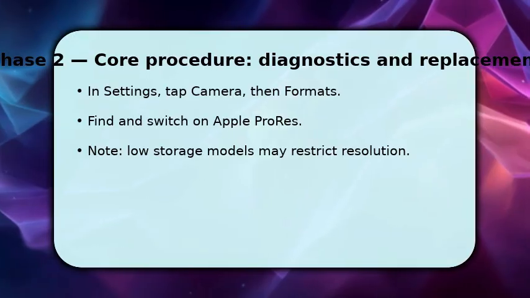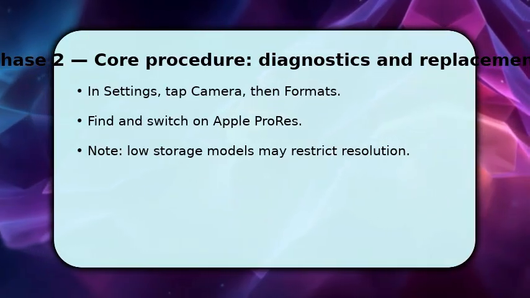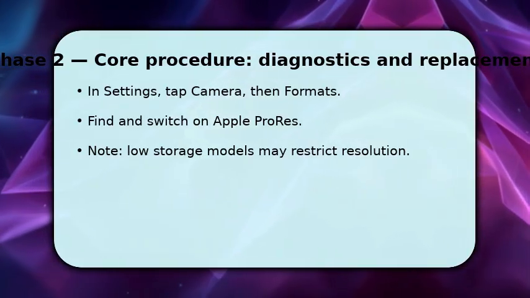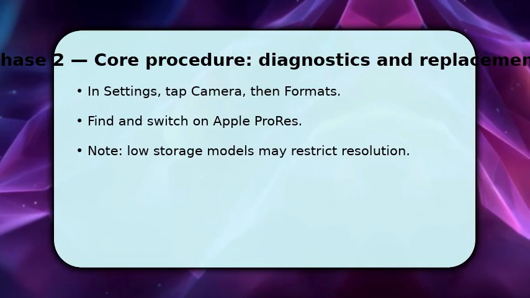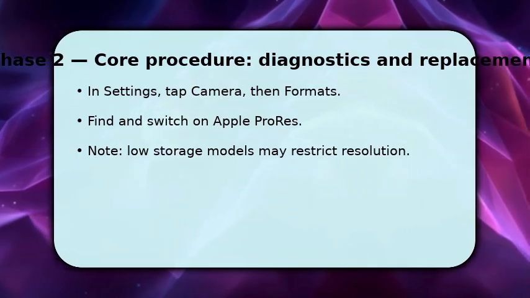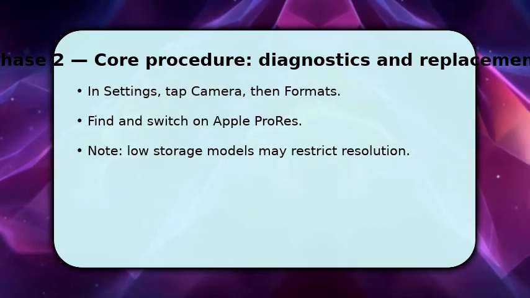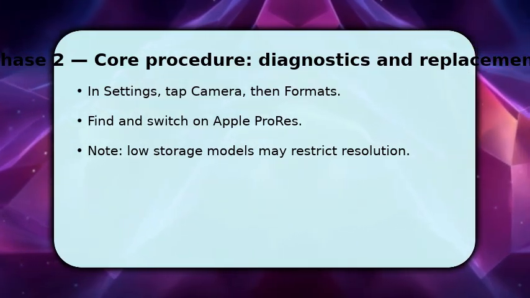Once enabled, open the Camera app and switch to Video to see ProRes labels or icons, and double-check resolution and frame rate options. If you don't see ProRes, make sure storage and iOS version meet requirements, and then reboot. Sometimes the setting needs a restart to appear in the Camera UI.